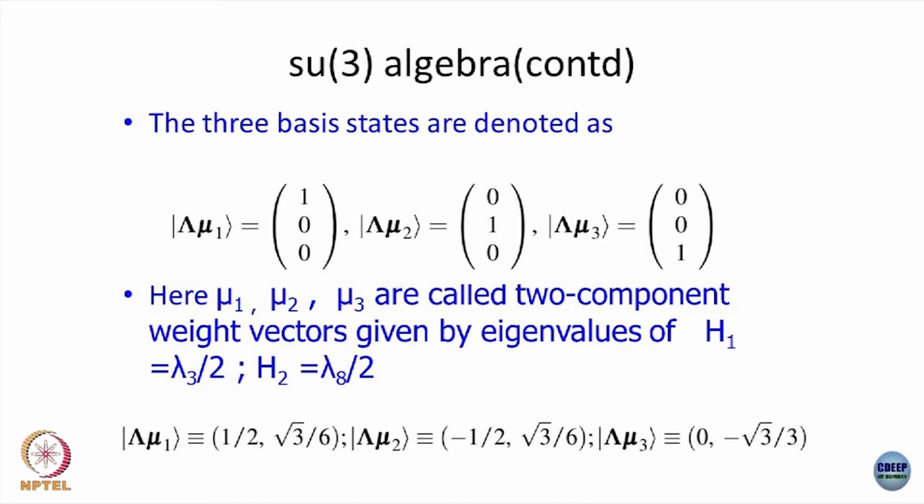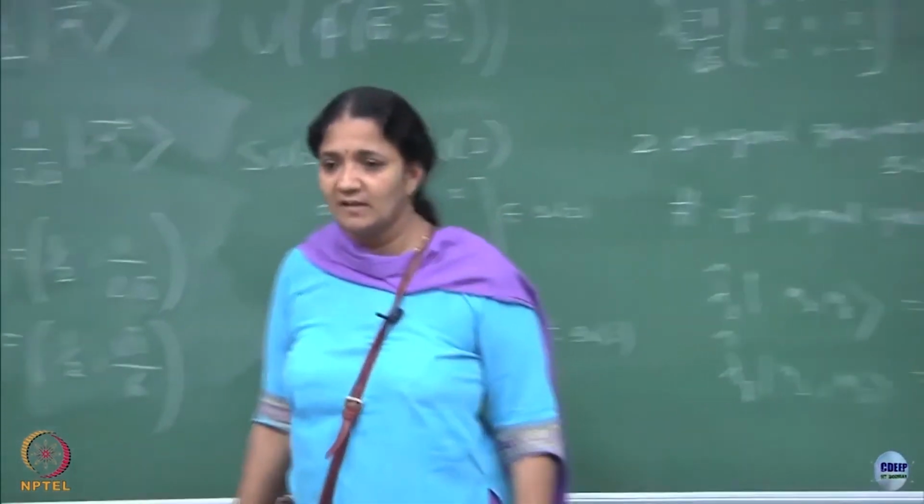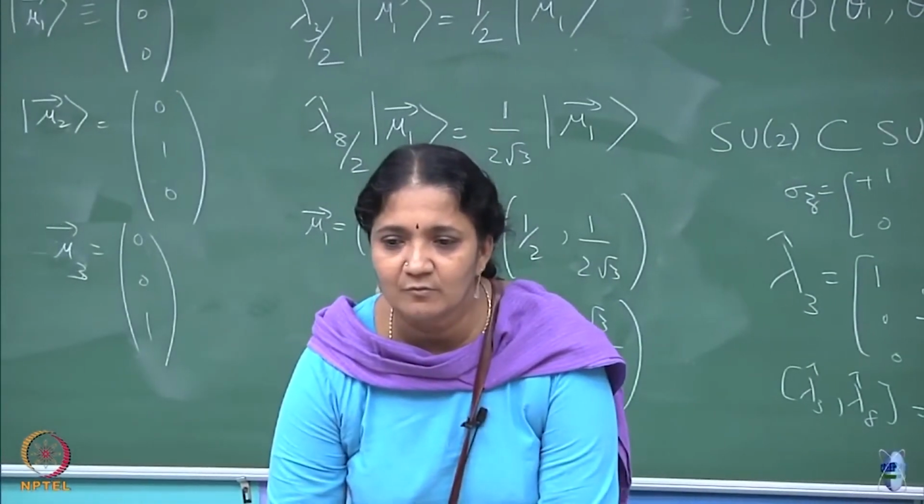Corresponding to this, you try and find out what the eigenvalues of lambda 3 by 2 and lambda 8 by 2 are, and you can show that the mu1 vector is nothing but half comma root 3 by 6, which I have explained now. You can show mu2 will be minus half, and minus half is coming because of this, and root 3 by 6. The last one, mu3, has 0 as the first component, and the second component is minus 2 by 3 by half, so it is minus 1 by root 3. So that is what we get as minus root 3 by 3.